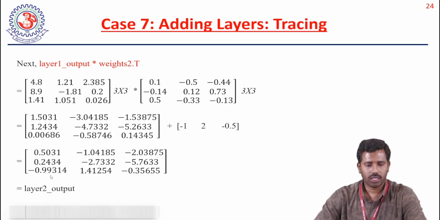So this is going to be the final answer with a dimension of 3 by 3 given by your model, which represents the scratch program type manual tracing. So the final output will be stored in layer2_output.